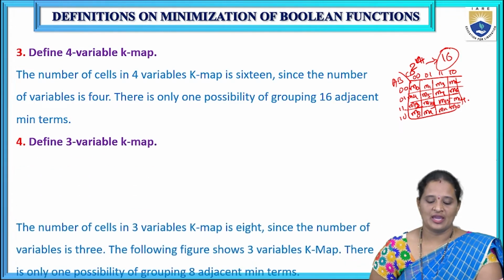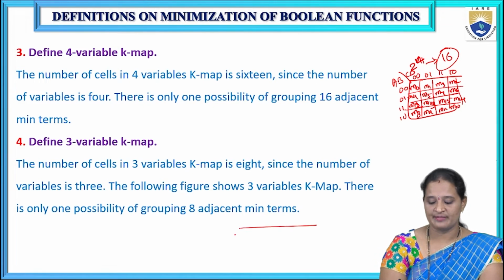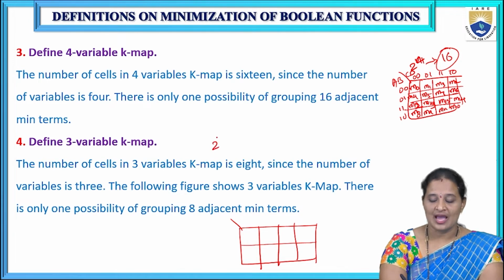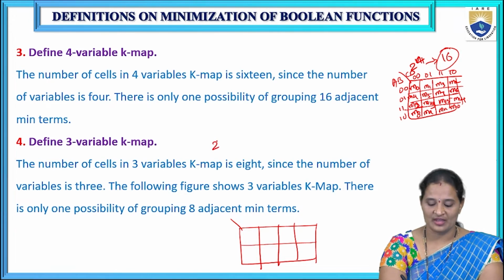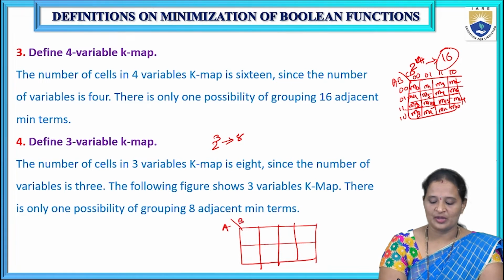Define a 3-variable K-map. A 3-variable K-map is a K-map which is used to simplify a 3-variable Boolean function, and this 3-variable K-map will have 8 cells. As this Boolean function has 3 variables, the number of possible input combinations is equal to 2 power 3, which is 8. That is why a 3-variable K-map includes 8 cells. Each cell represents any one of the 8 possible input combinations.